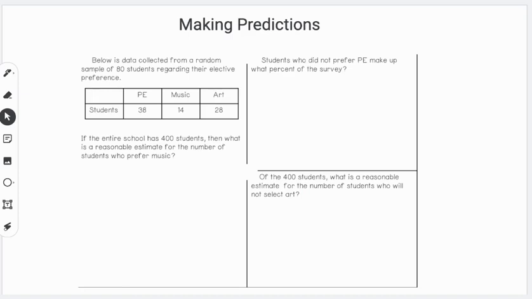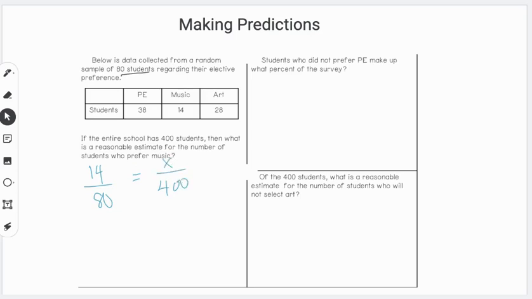All right, so our next problem says, below is the data collected from a random sample of 80 students regarding their elective preference. If the entire school has 400 students, then what is a reasonable estimate for the number of students who prefer music? So we're looking at students who prefer music. So if I look in the table, it says that 14 students prefer music. So that is 14 out of 80 students. You're predicting that out of 400 students, how many would prefer music?